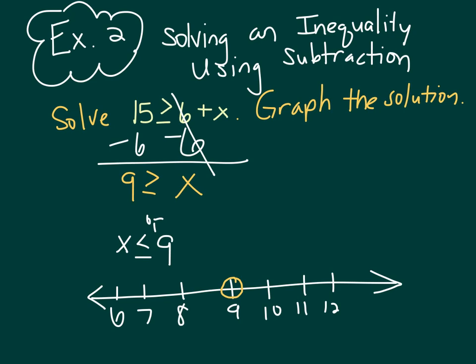So if it could be less than or equal to 9, then we know that we're going to have a closed circle because 9 is a possible solution. And then if 9 is as big as it can get, then we know that we're going to be taking our line to the left, so that x could be 8, 7, 6, anything in this direction, but it can be 9, and that's the most it could be. So there's graphing your solution.